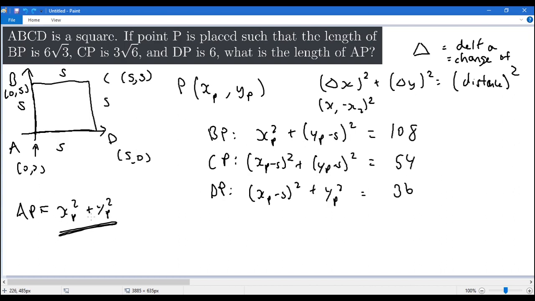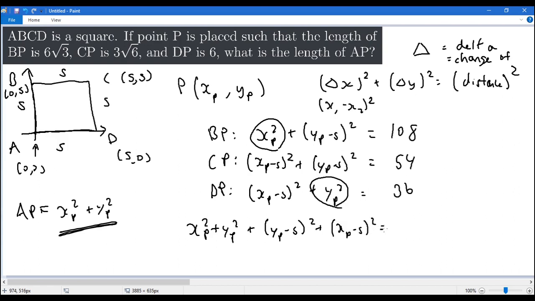We want xp squared and yp squared, and we see we have xp squared and yp squared here. So let's see what happens if we add these 2 equations. Xp squared plus yp squared, then we have this portion, yp minus S squared, and this portion, xp minus S squared. That is 108 plus 36, and that is 144. So we have what we want. Now we just need to somehow get rid of this. But we have that right here.